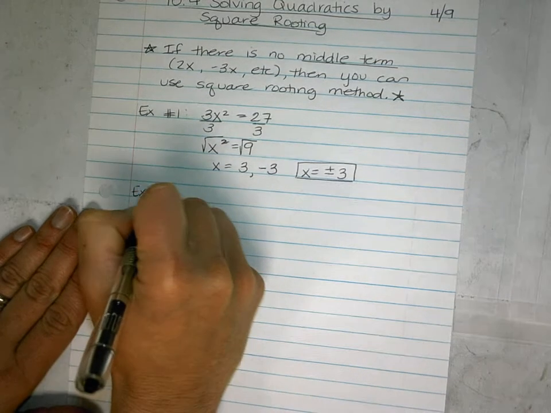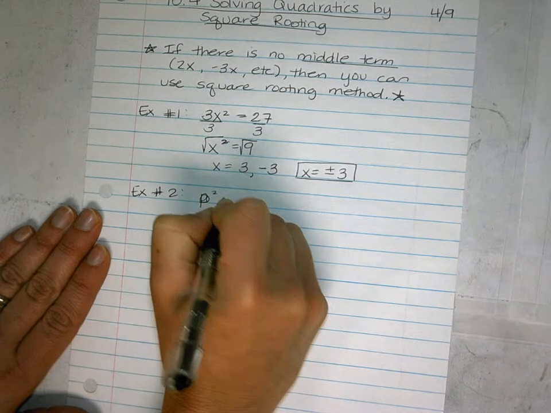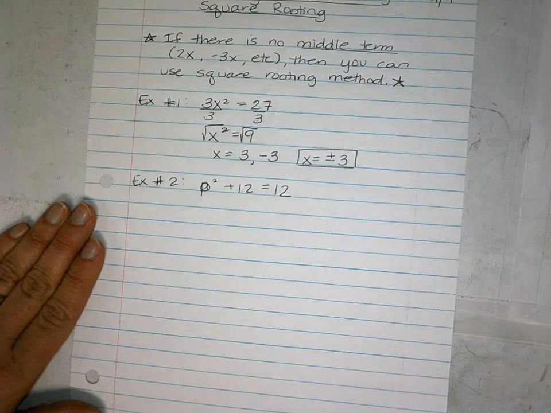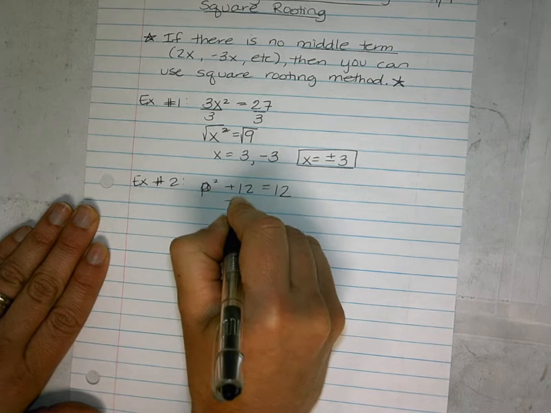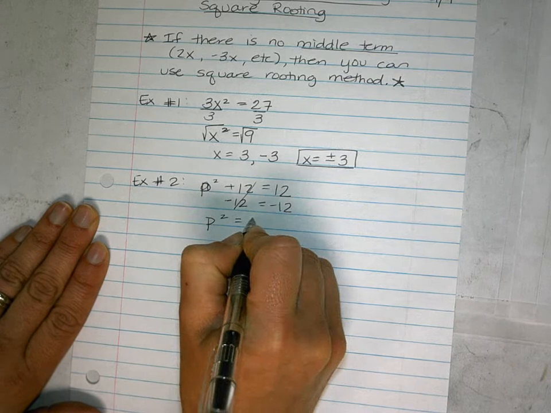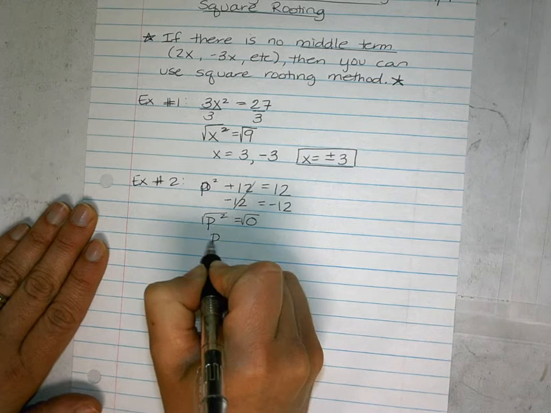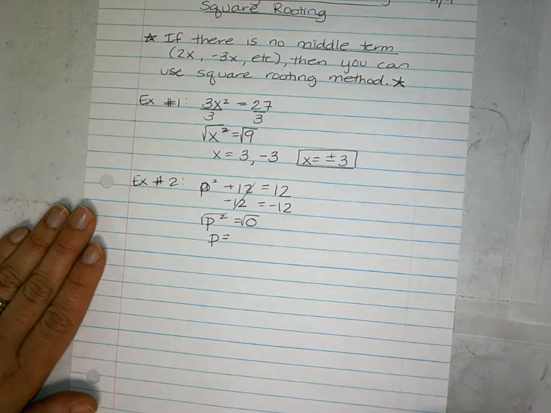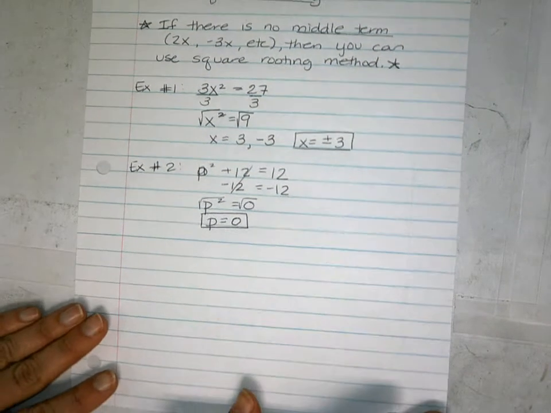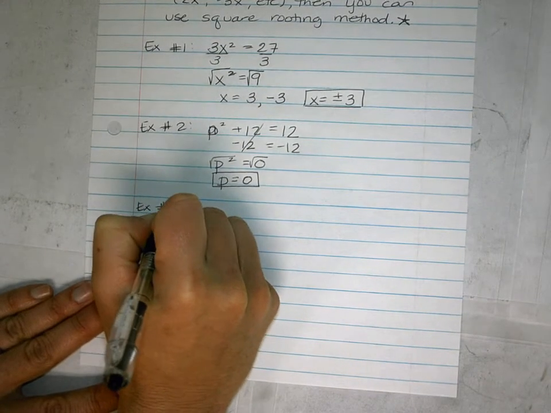Example number 2. Let's do p squared plus 12 equals 12. Again, our goal is to isolate the p squared, or variable. So we're going to subtract 12 from both sides, and we get p squared equals 0. This is absolutely fine. We can take the square root of both sides. It's asking what number times itself gives you 0? Well, 0 times itself is 0. Remember, 0 is a number, so we need to make sure that we keep that as an answer.